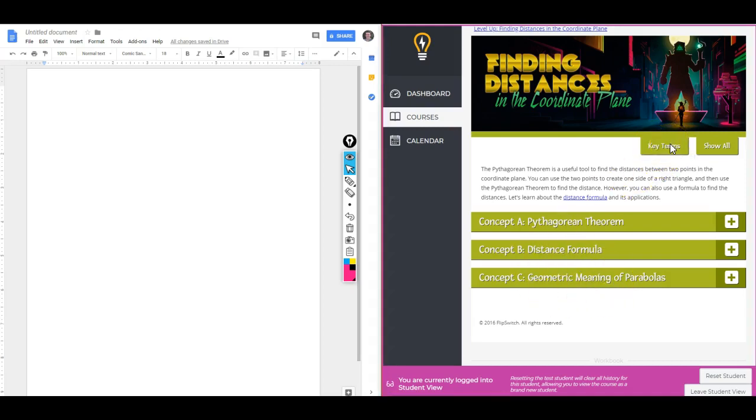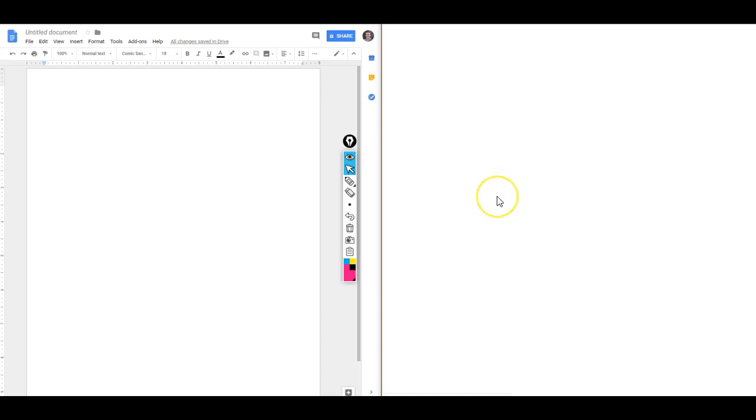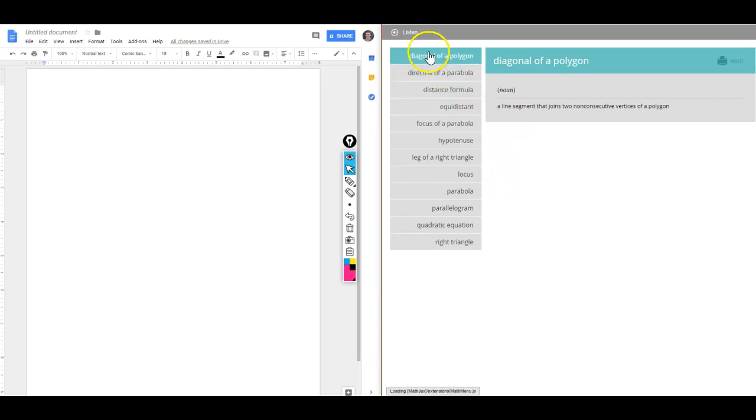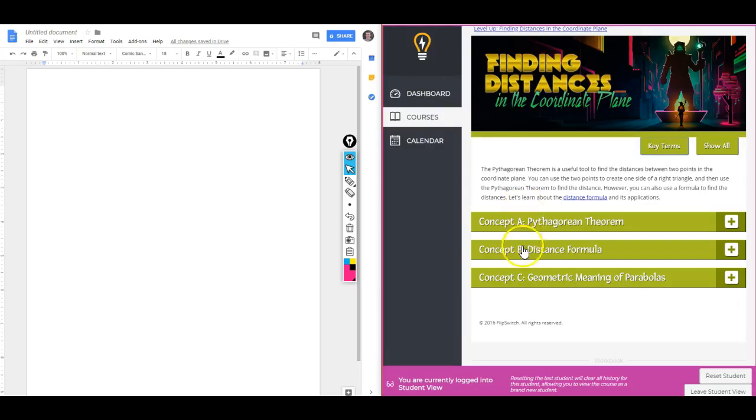So if you click here for key terms, it will pull up a new tab that has all of the vocabulary for this lesson that is bolded. So it has right here just a reference point of vocab that you can use so that you can help answer definition type questions.